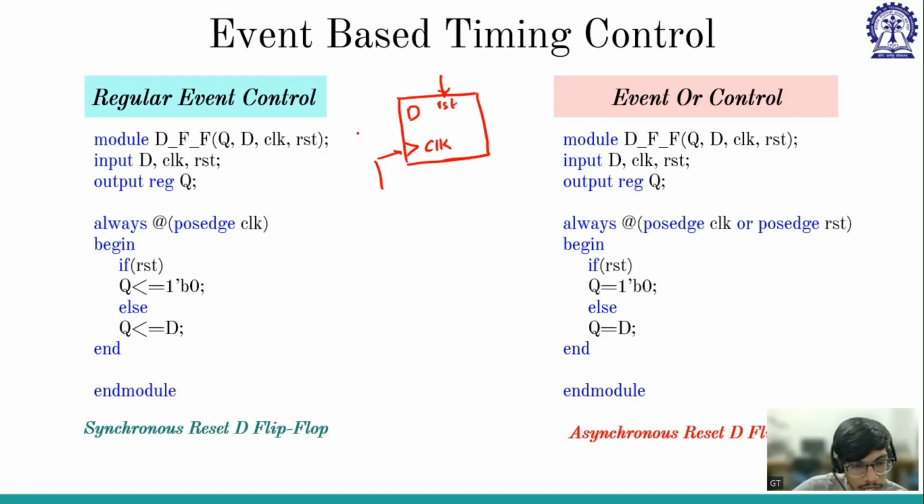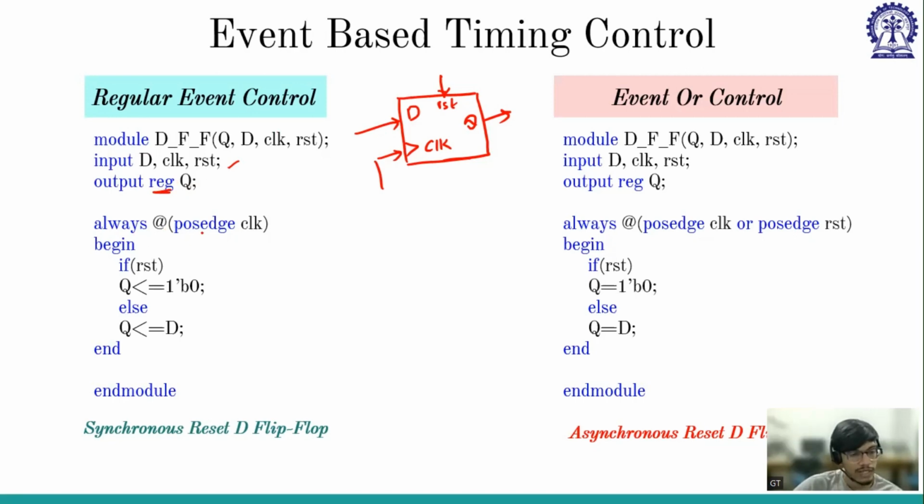This is clock and the input is D, output is Q. So the code is as follows: D flip flop, that is the name. It has Q, D, clock, reset ports. D, clock, reset are inputs. By default it is single bit. Output by default will be wire. If it is reg, then you have to mention it reg. If it is wire, you can write output Q.